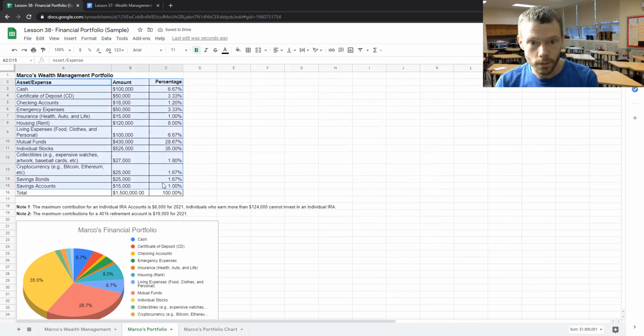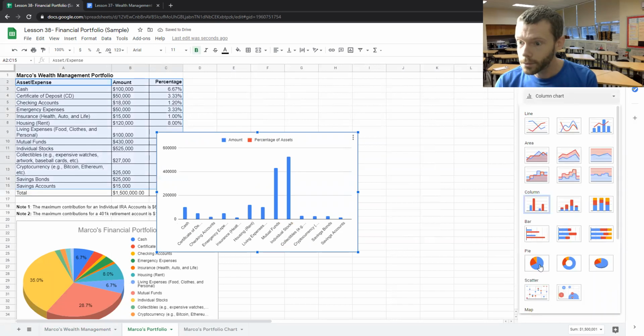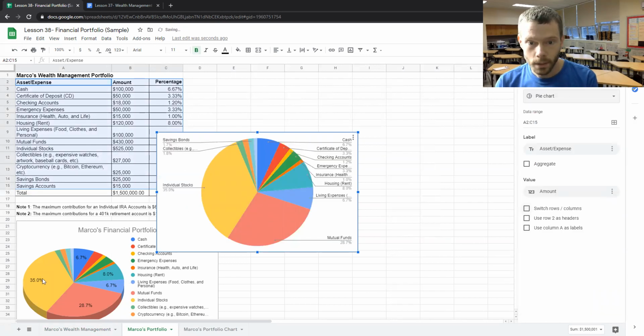I'm just going to include the asset, the amount, and the percentage. Go back to making my chart. And let's go back to the pie chart. So again, we can see the breakdown would be the same as the one that I have here.